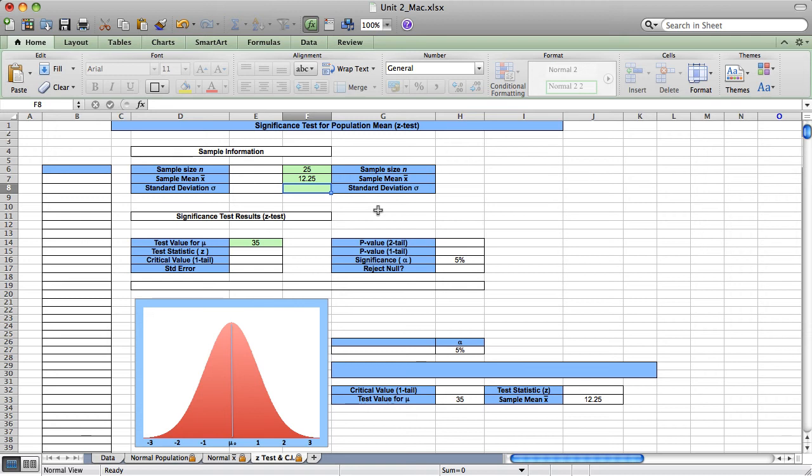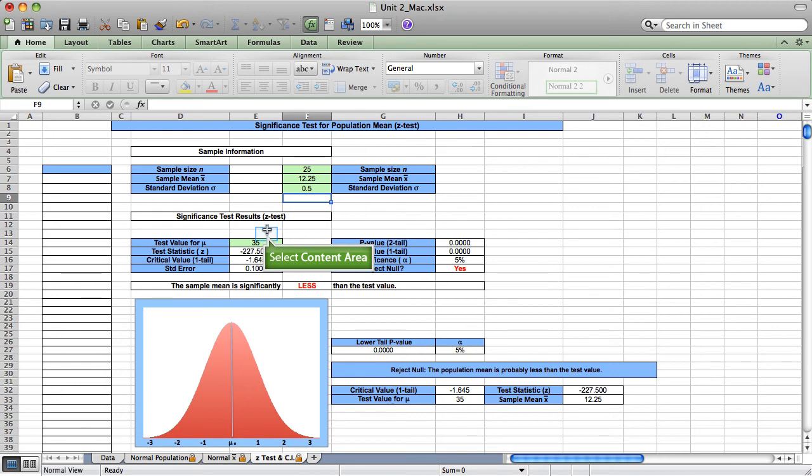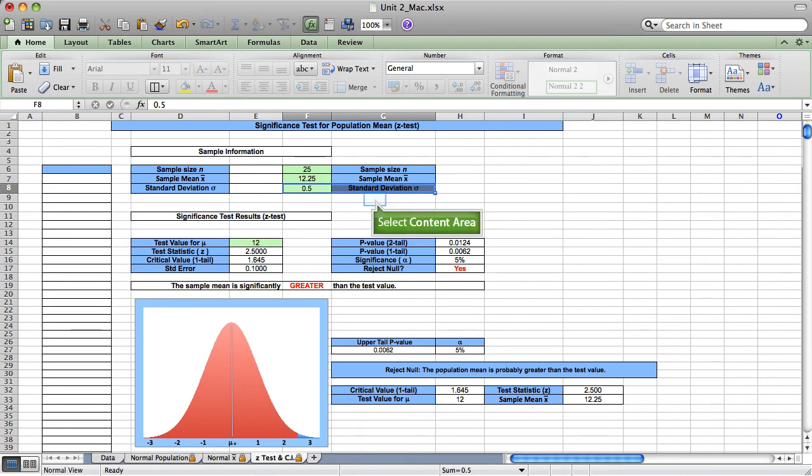I was given that the population standard deviation sigma was 0.5 ounces. Now remember that all of these procedures that we're looking at now are sigma known procedures, so we need to be given that population standard deviation, or else we would use a different method that we'll learn later.